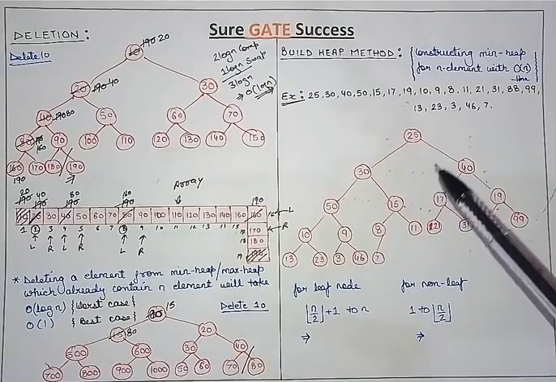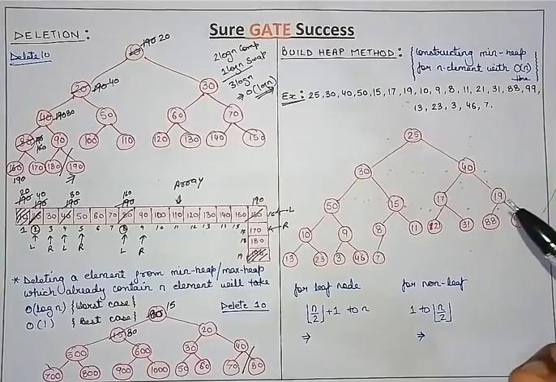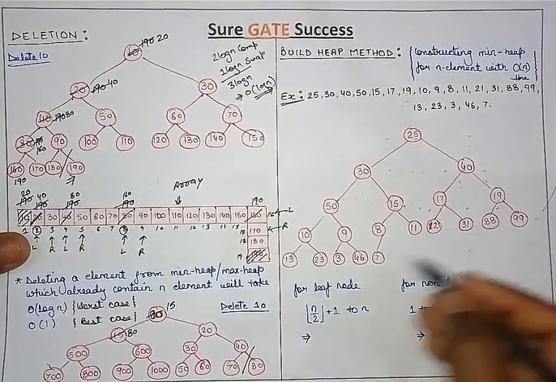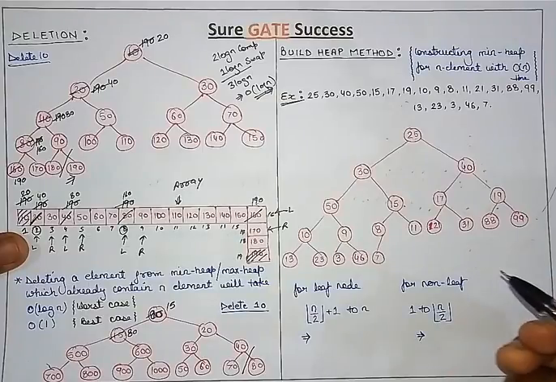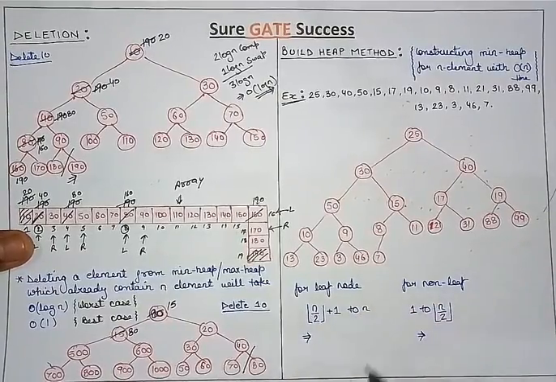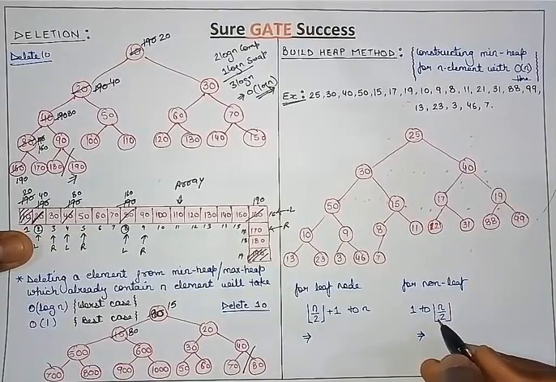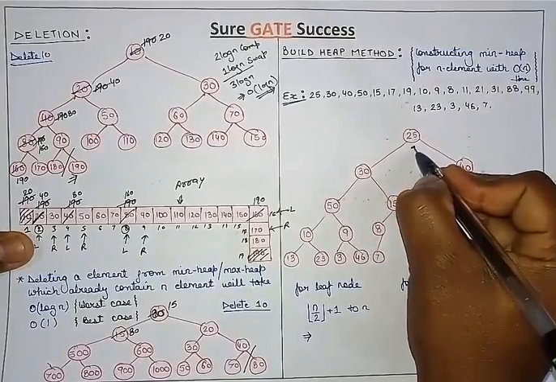So now we have to check the non-leaf nodes, because leaf nodes will have no children, but non-leaf nodes will have children. So how can you find out the leaf nodes? We can find out the leaf nodes by using this formula, and we can find out the non-leaf nodes by using this formula. Let's name them.